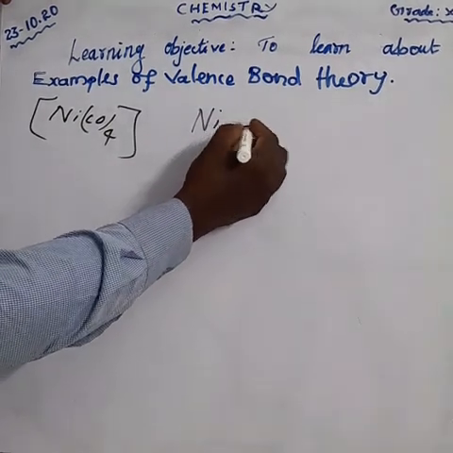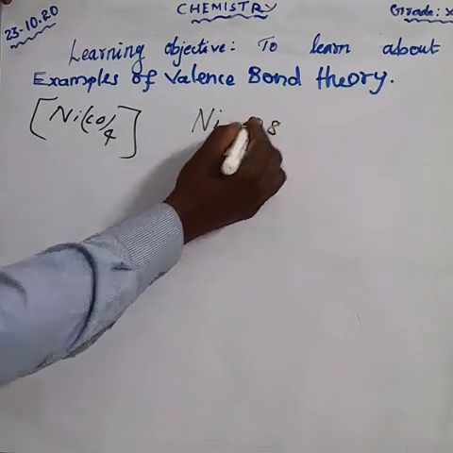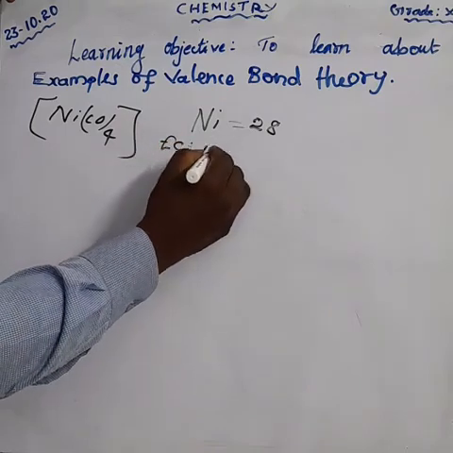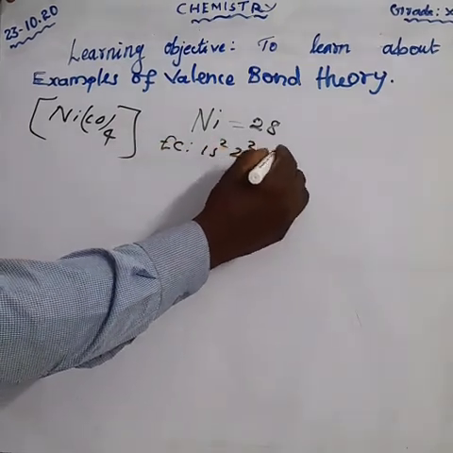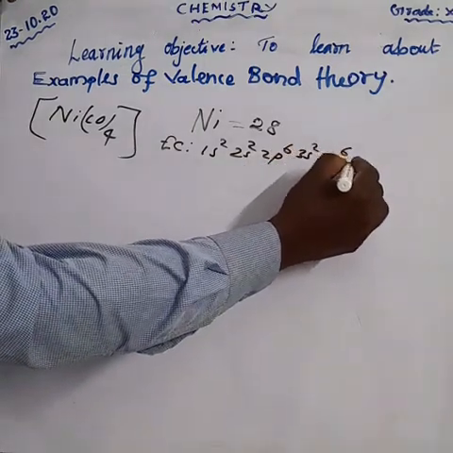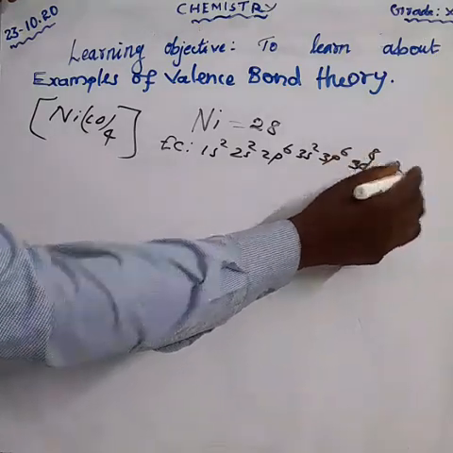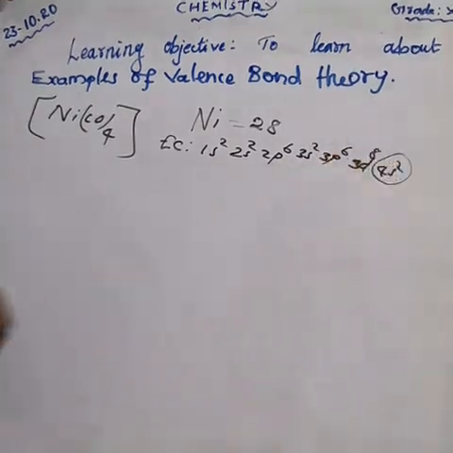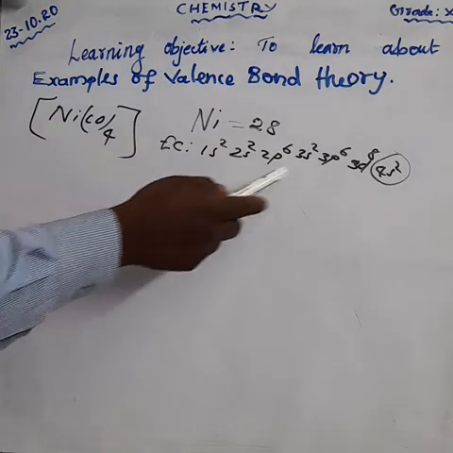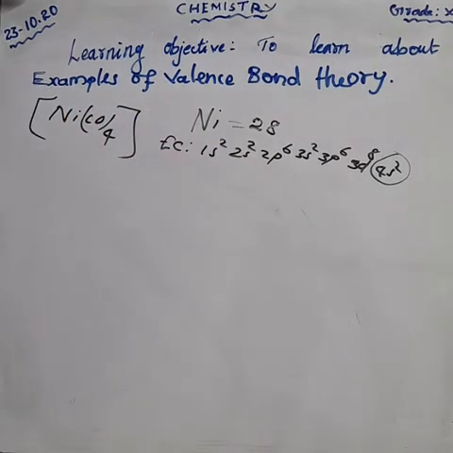Anyhow, the atomic number of nickel is 28. The electronic configuration is 1s2, 2s2, 2p6, 3s2, 3p6, 3d8, 4s2. The outer shell is completely filled. Here the d subshell is not completely filled, because the atomic number is 28.